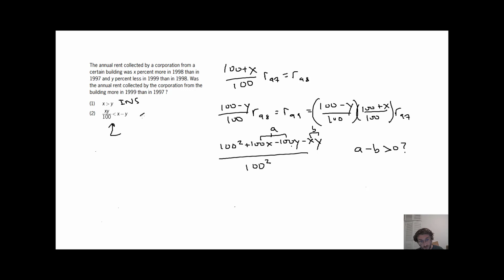Now this next one, getting it in terms of A and B here, is going to be pretty easy, because all I'm going to do is just multiply both sides by 100, okay? So that's going to give me xy is less than 100x minus 100y. So what we're looking at essentially is that that's A, which is greater than B. So if A is greater than B, then A minus B has to be greater than 0. So that is sufficient. So your answer here is B.